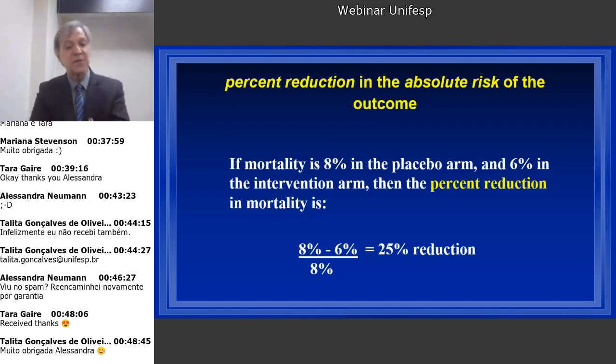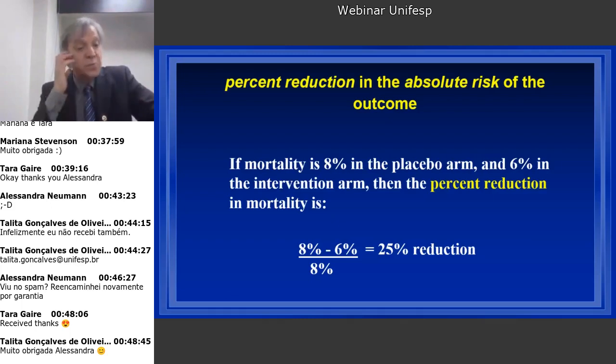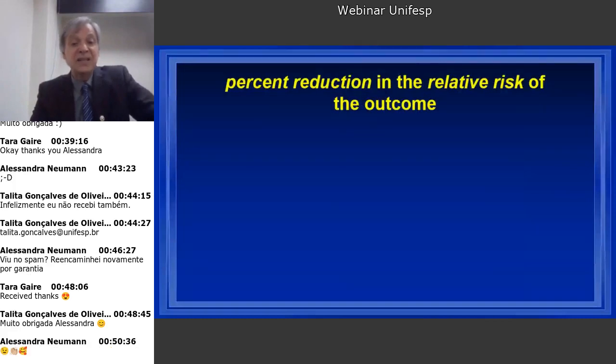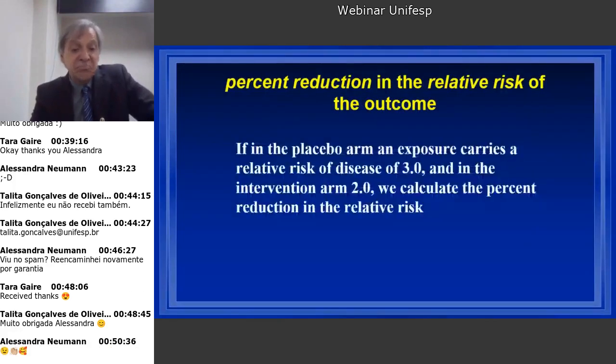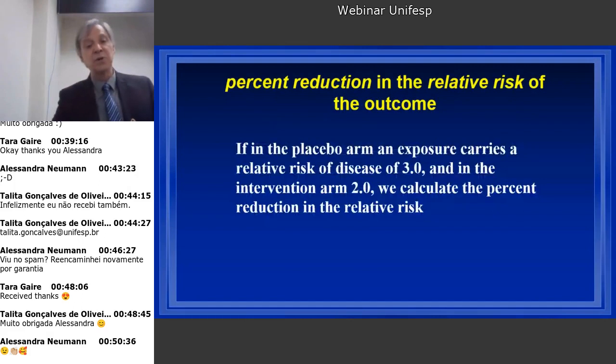So if you want to experience a reduction, actually the absolute reduction here is 2%, right? 8 to 6, but 2% compared to the original percent that I had, it's a 25% further reduction. That would be the right word here, 25% further reduction. Both are reduction. One is mortality is 8%, going to 6%. Percent reduction in the relative risk is a little different, but not commonly used.